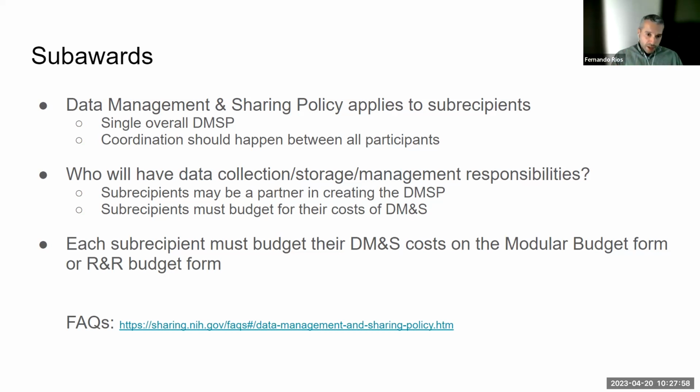Because this policy applies to subrecipients as well, these subrecipients also have the responsibility to do whatever sharing and management is outlined in the parent DMSP. Importantly, the subrecipients do have to budget for their costs for data management and sharing, and they do that separately on their modular budget or R&R budget forms. The NIH has a great FAQ on this. They explain everything in a lot more detail than I have time for, so I'll refer you to that page.